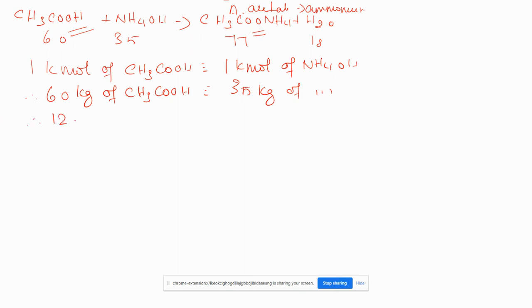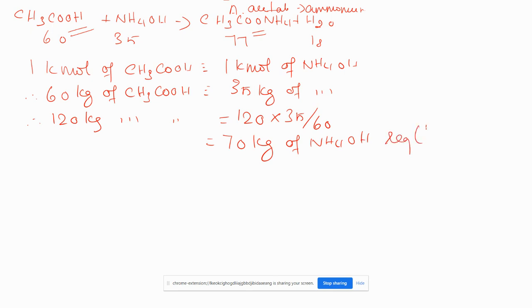Therefore, for 120 kgs of CH3OH, you will be getting 120 into 35 by 60. So you will be getting 70 kgs of NH4OH required. Okay, this is the theoretical requirement. They have given the percentage excess, and we know the theoretical requirement, so from this we can find the NH4OH supplied.